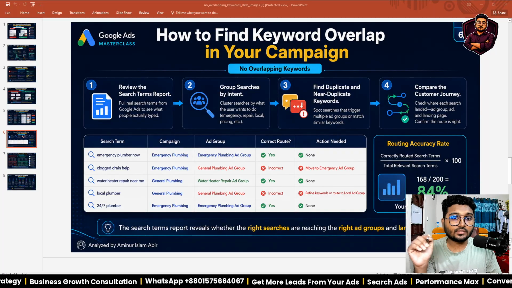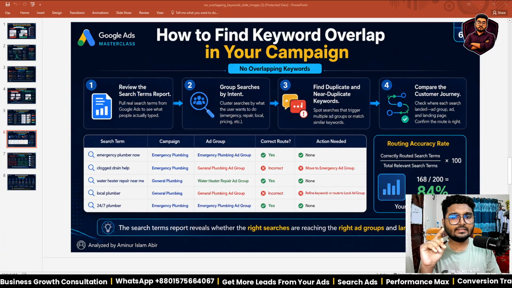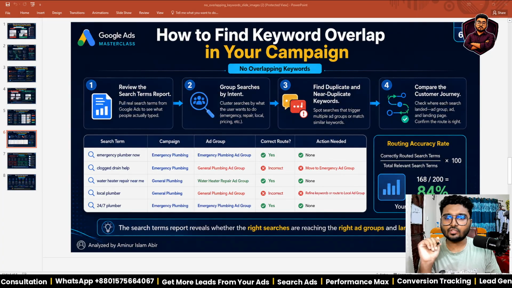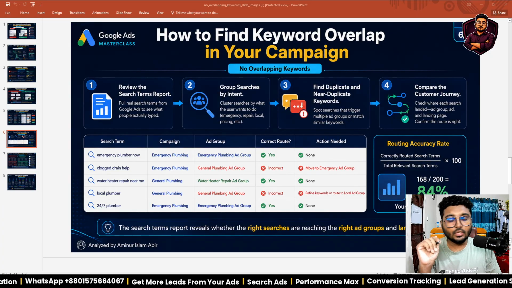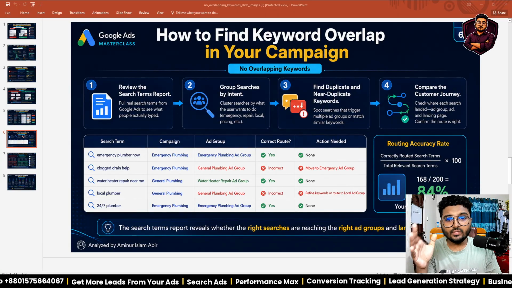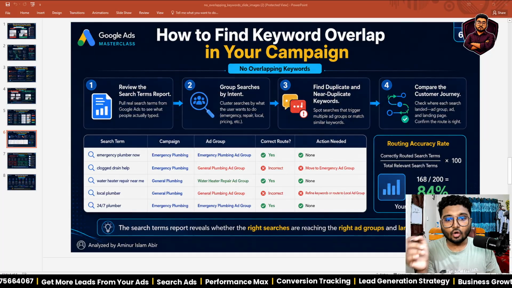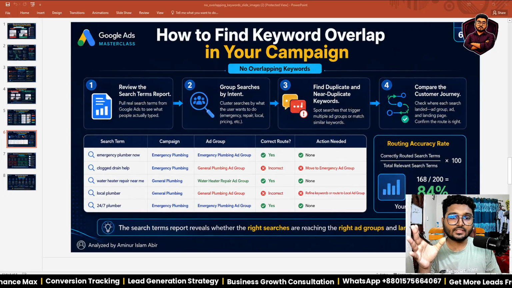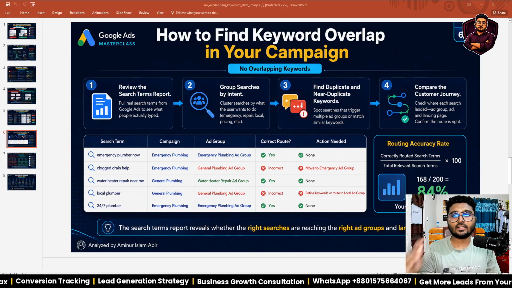The audit should answer one practical question. Did the search reach the best ad group and landing page? Do not audit overlap by starting only at keywords. Review the real searches and their complete route. After identifying the problem, we can fix the structure without making it unnecessarily complicated.